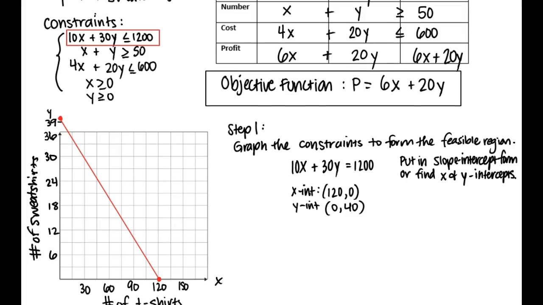When graphing the constraints, my suggestion is to either put the inequality in slope-intercept form or to find the x and y intercepts, plot those, and connect. I actually used the second process I just talked about.